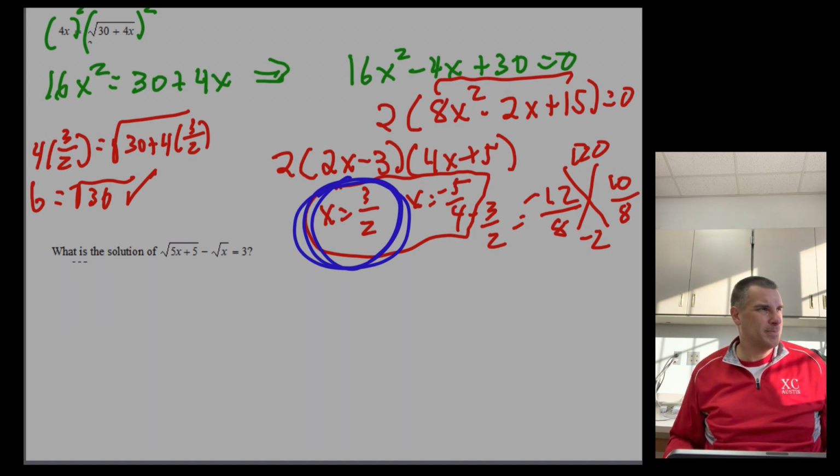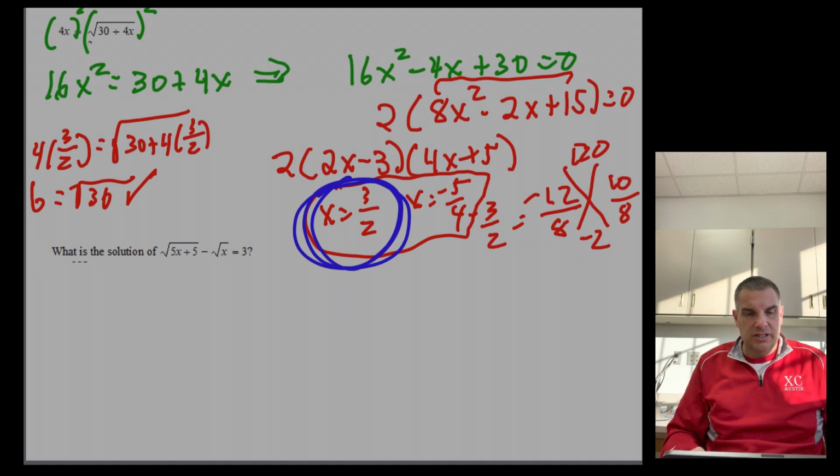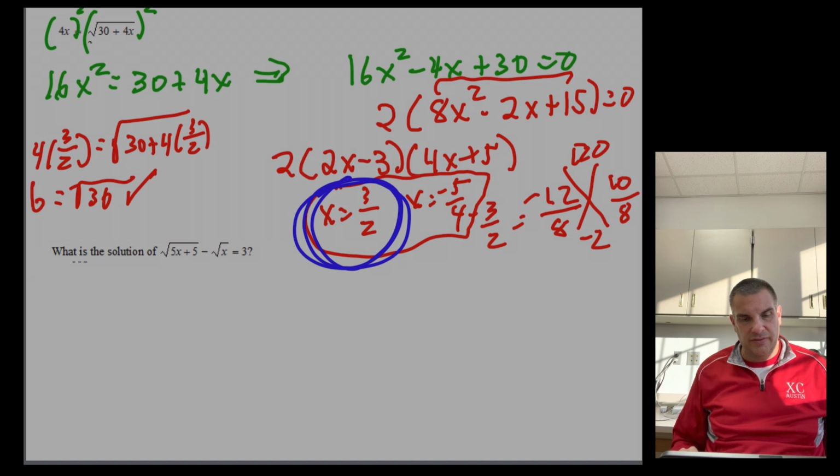Okay. Last one. All right, it says, what is the solution of the square root of 5x plus 5 minus the square root of x equals 3?